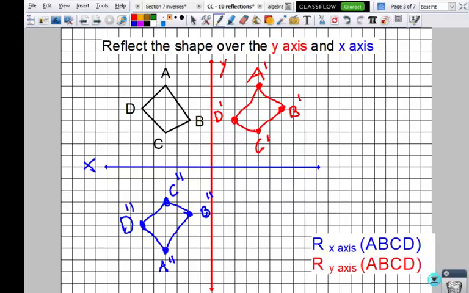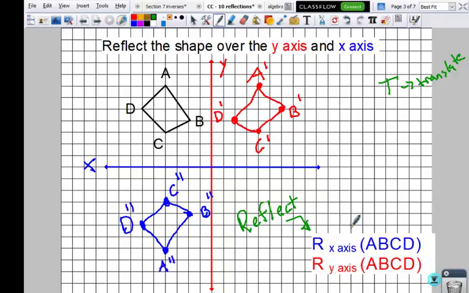And just like yesterday when we did our translations, remember we used capital T for translate? For reflection, we use capital R. So that's actually what we're doing down here. We already did these: reflect over the x-axis and reflect over the y-axis. So the R right there stands for reflect. And it does need to be a capital because lowercase r is rotate.